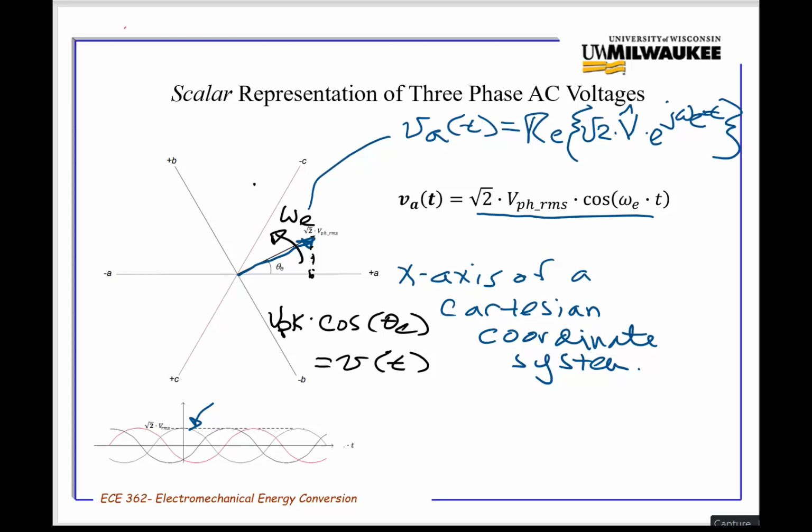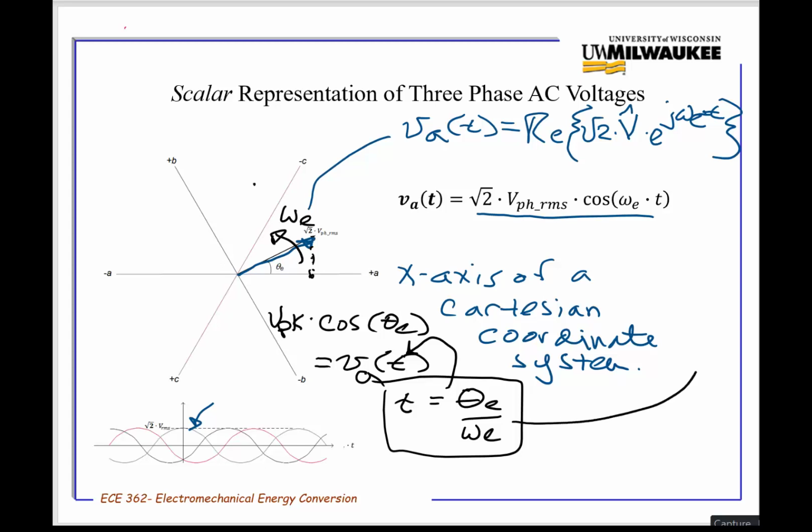recognizing that t is theta e divided by the angular frequency. So plug that into there. This is VA of t. That would mean that I'm going to plug that into here, and I would get a scalar voltage that would be this point. And that would be the VA value.